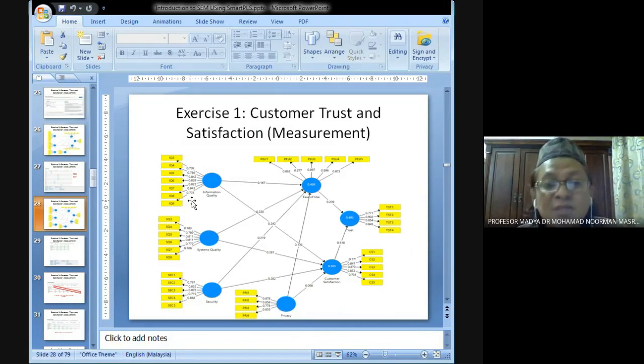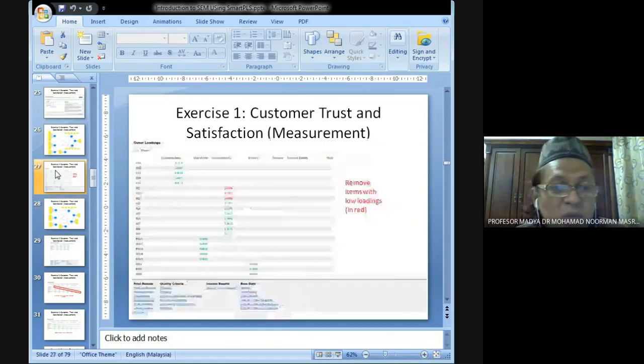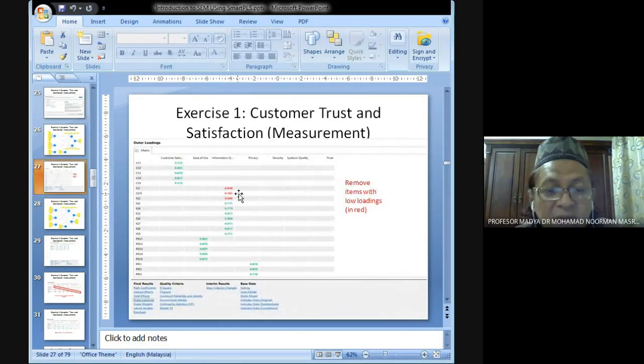Now, what if the score is less? If the score is less, it means some of the items here are low. As you can see on slide number 27 here, it is shown in red color. Where do you go?